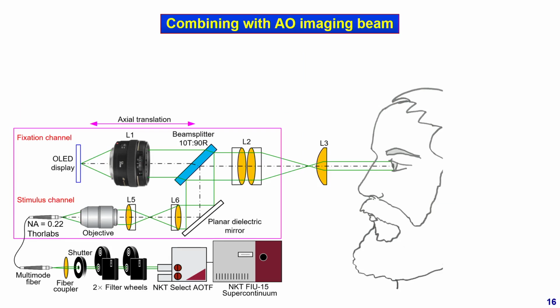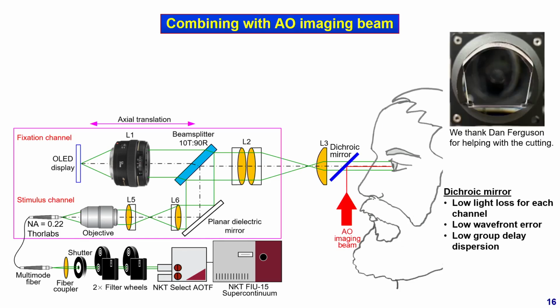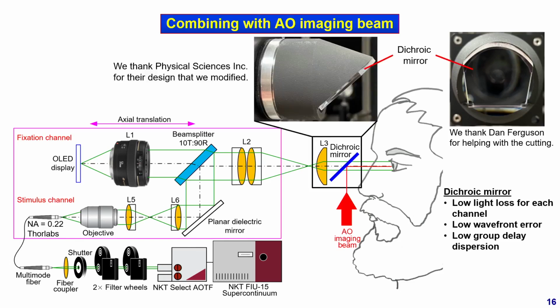Once we have the fixation stimulus channel, we need to combine it with the AO imaging beam. We use a dichroic mirror with low light loss, low wavefront error, and low group delay dispersion for OCT. The dichroic mirror was cut along a parabolic curve and mounted on a 3D printed aluminum conic holder to increase the working distance by minimizing potential contact with the subject's face.